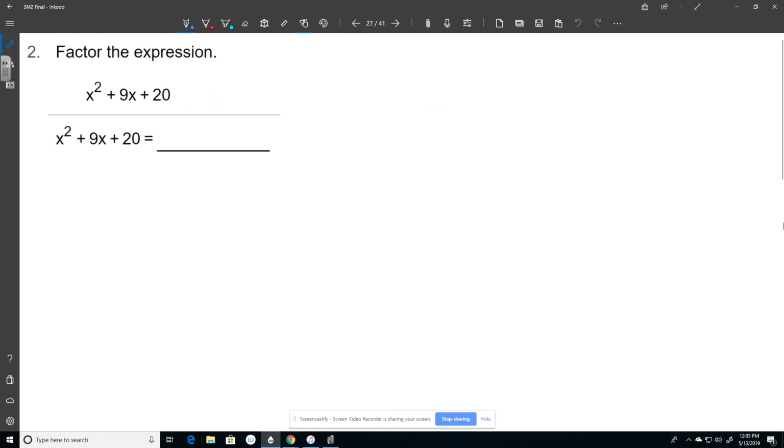Number 2, factoring the expression x squared plus 9x plus 20. Because you're factoring, your answer is going to be 2 things being multiplied. They're both going to have an x in them. So basically, we're foiling backwards. And the way we do that is you're looking for numbers that multiply to 20 and add up to 9.